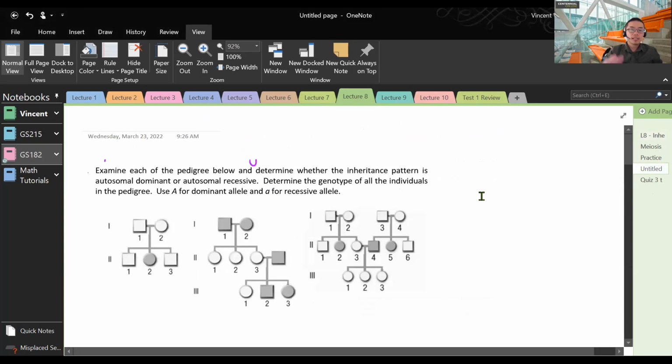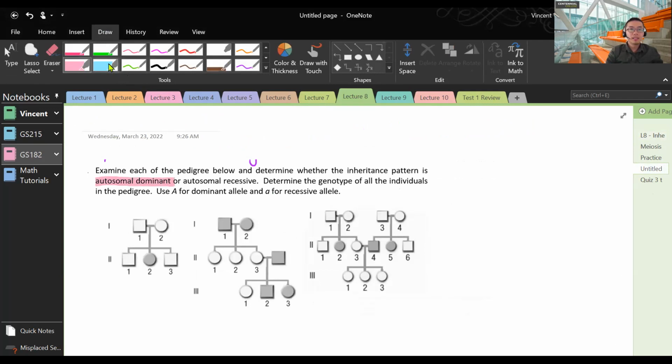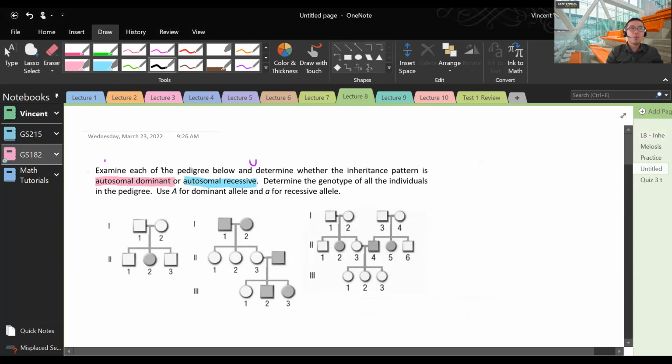In this question, we're trying to figure out whether it is autosomal dominant or autosomal recessive. If something is dominant, you only need one allele for the trait to show up, whereas if something is recessive, you need to have both alleles in order for the trait to show up. In a pedigree, if something is shaded, that means the person has the trait. Whatever trait we're talking about, it doesn't really matter. We have to decide based on the pedigree whether the inheritance pattern is dominant or recessive.